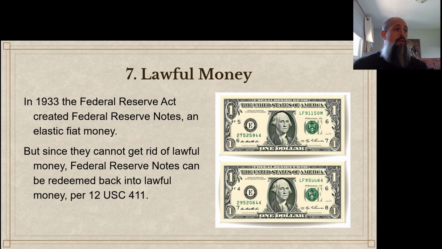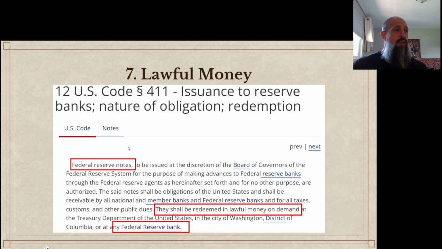So, per 12 U.S.C. 411, and we'll just go straight to it, any Federal Reserve note can be redeemed in lawful money upon demand at any bank. Here it is. And this is how they write these codes. It's super tricky, but what I've highlighted in red is all you need to know and see.